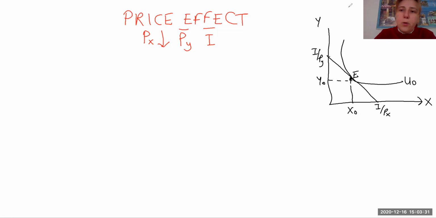Then suppose that the price of X is going down. What will happen while the other things stay constant? What will happen to our graph in that case? Budget line shifts to right.